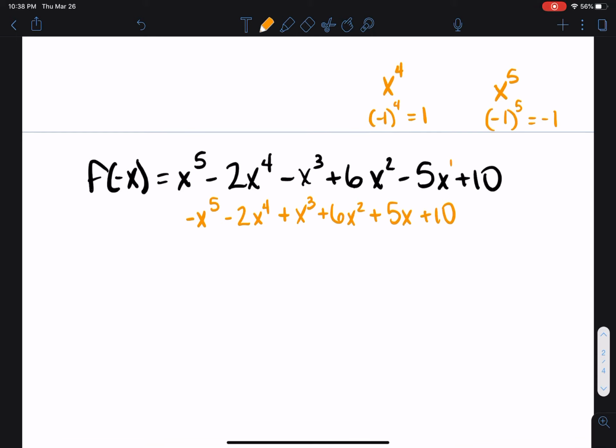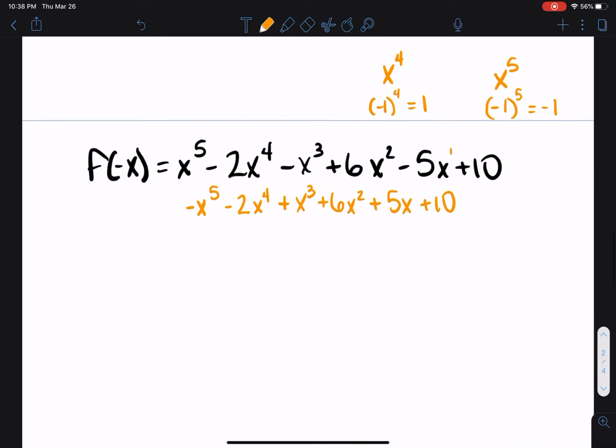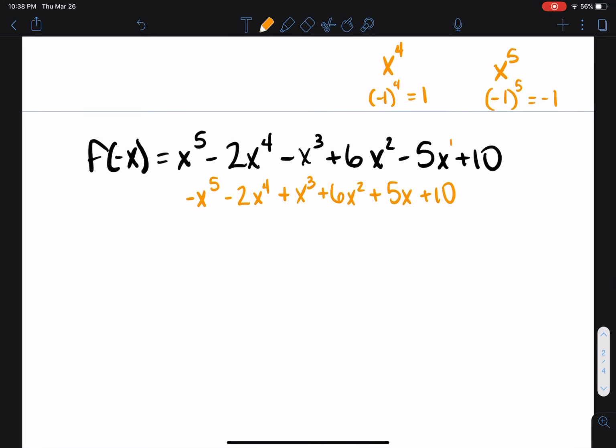Okay, so now how many times are we changing our signs? Did we change our signs there? Nope. Here? Yes. Here? Nope. Positive to a positive. Here? Nope. Positive to a positive. And here? Nope. Positive to a positive. So we only changed our signs once.